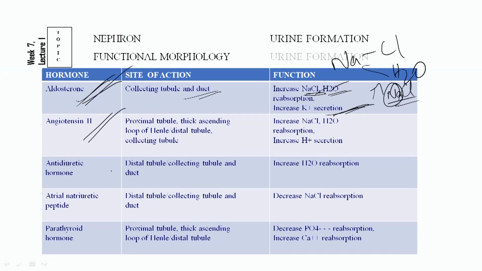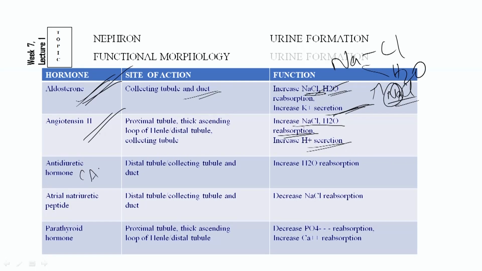Then angiotensin 2. Angiotensin 2 mostly acts on the proximal tubule, thick ascending loop of Henle, the distal tubule and collecting tubule, where the important function is that it again increases the sodium chloride and water reabsorption, as I have told you. Then it increases the hydrogen ion secretion. Remember, aldosterone causes the potassium ion secretion, whereas angiotensin 2 causes the H+ secretion. That is the most important difference between these two.